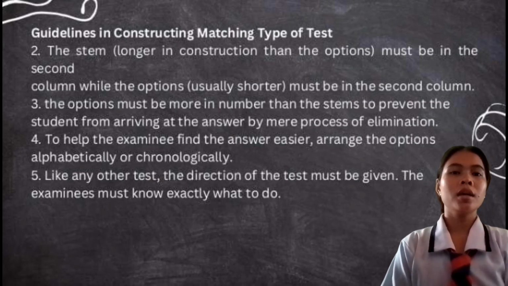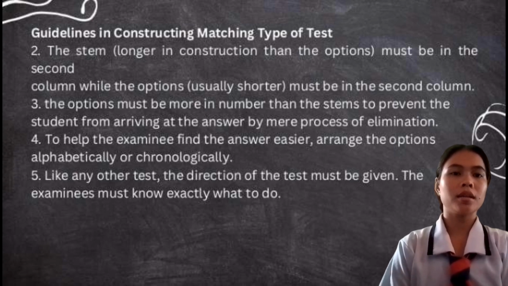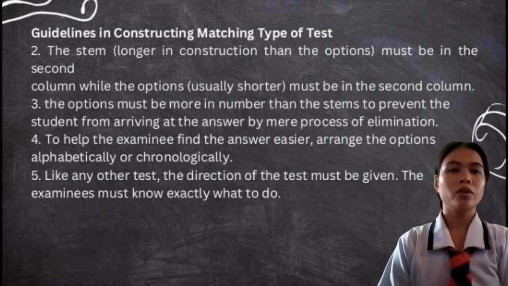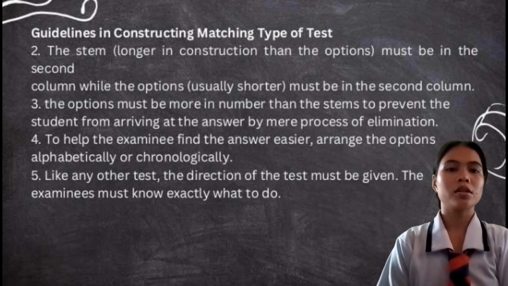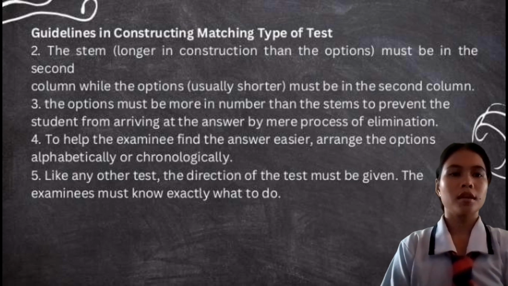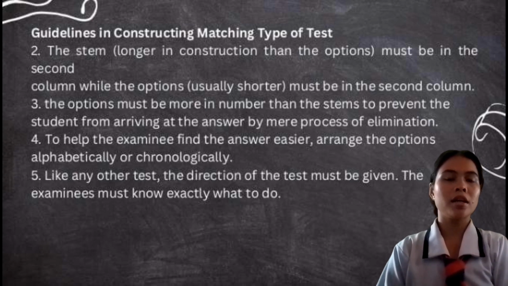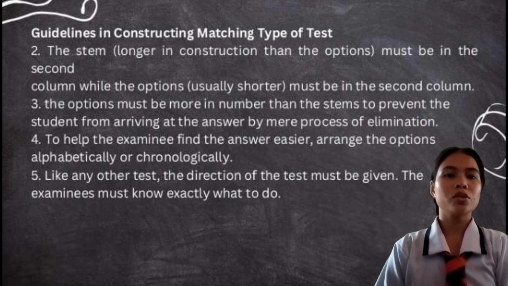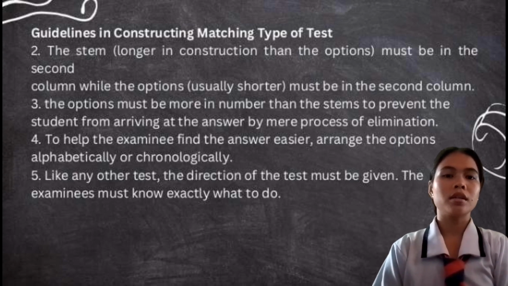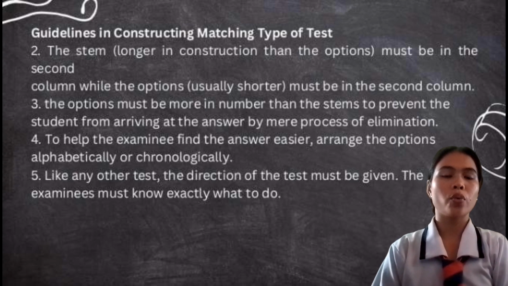So in the second one, the stem must be in the first column while the options must be in the second column. The third one, the options must be more in number than the stems to prevent the student from arriving at the answer by process of elimination. The fourth one, to help the examinee find the answer easier, arrange the options alphabetically or chronologically. The last one, like any other test, the direction of the test must be given. The examinee must know exactly what to do.